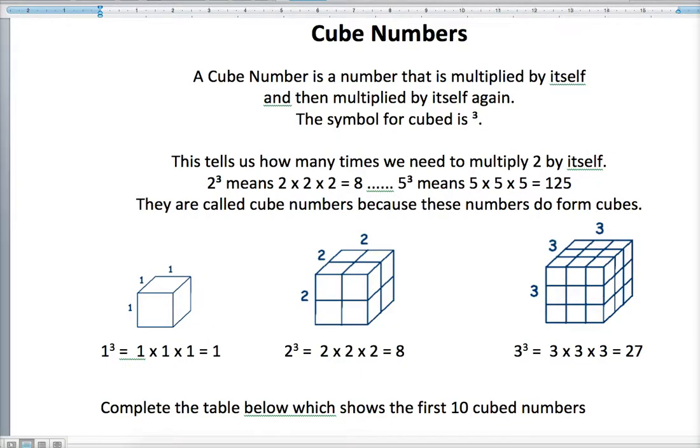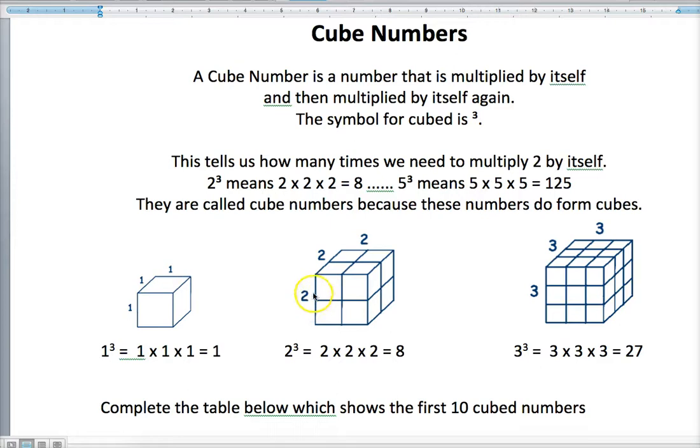The next thing that we're going to look at in this topic are cube numbers. Just like square numbers, you make a square. Cube numbers, you make a cube. So basically, you've all seen cubes. You've seen them in primary school and everything. This is 1 cube with side length 1, 1, 1. So if we work out the volume, it's like you're working out the volume of the cube. It's 1 times 1 times 1 is 1.